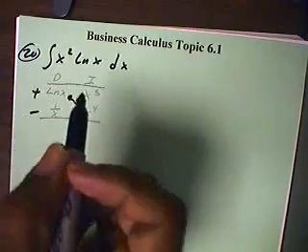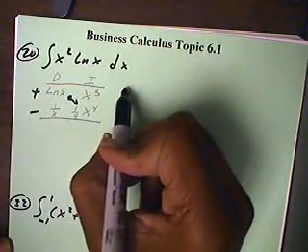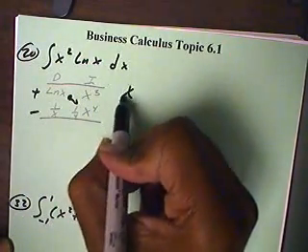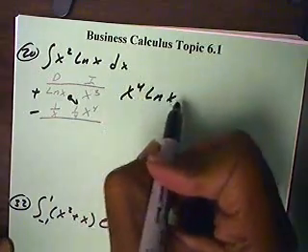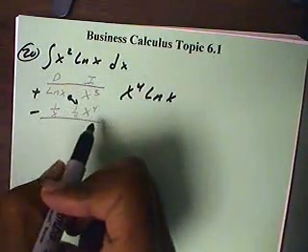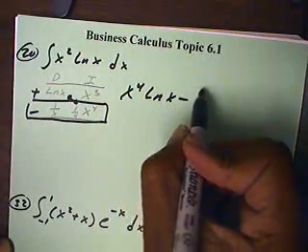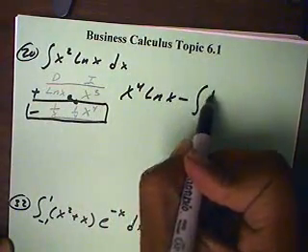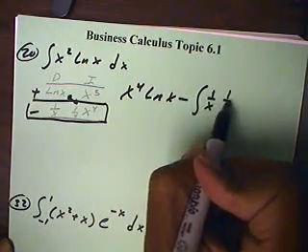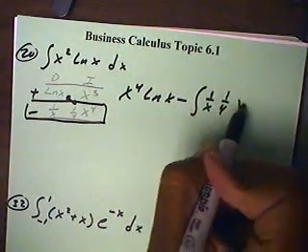So we'll put these two together first. This will be the x to the fourth together with the natural log of x. And then we'll put these two together for the integral. So minus the integral, and we have the 1 over x, we have the 1/4, and we have the x to the fourth.